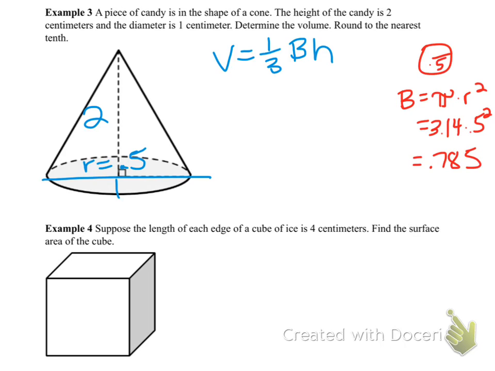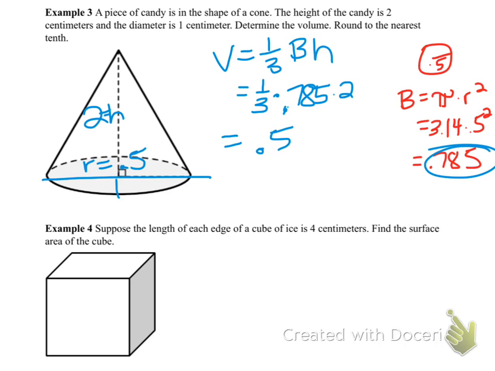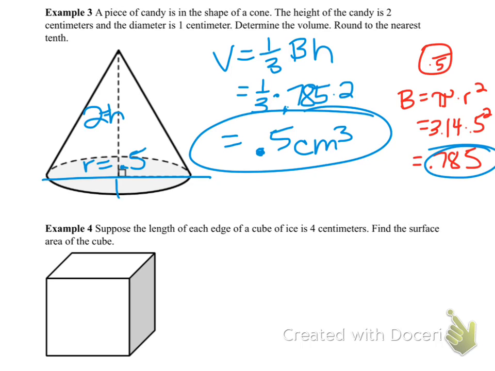Now I can plug in everything because 2 is my H. I have 1/3 times the area of the base, 0.785, times the height, which is 2. And all together that gets me, rounding, 0.5 centimeters cubed. So not very much. We think about a candy, that makes sense because we're talking about a little piece of candy, and 0.5 centimeters cubed, probably so.